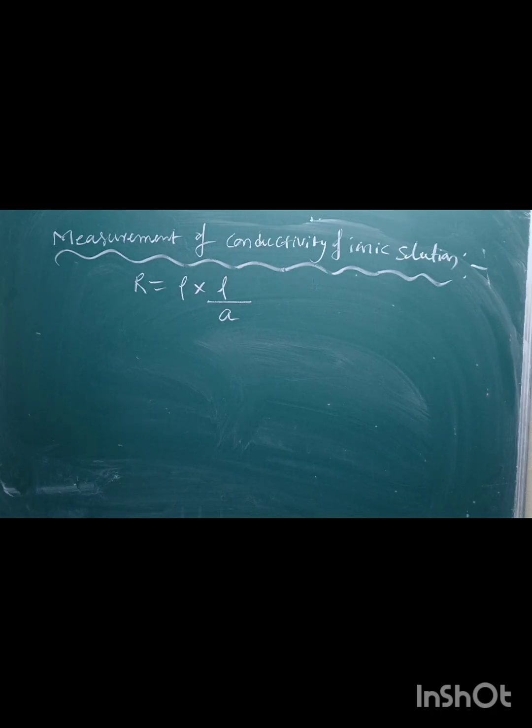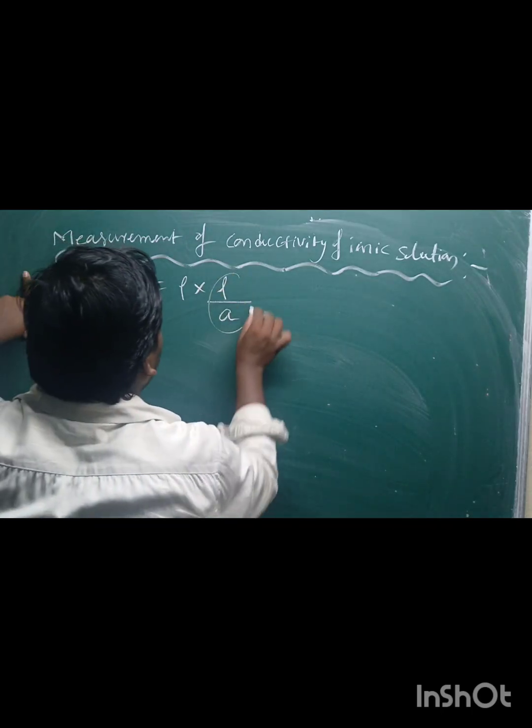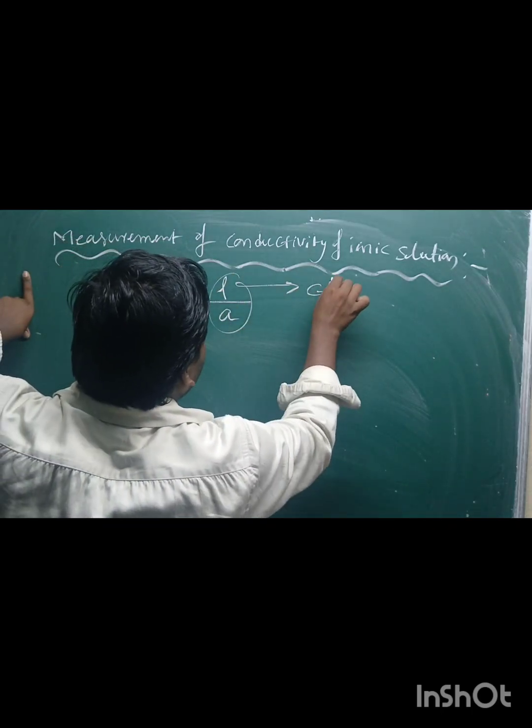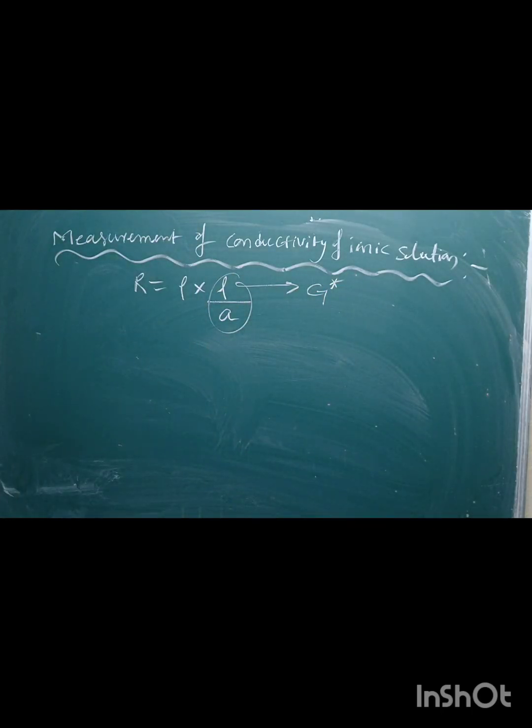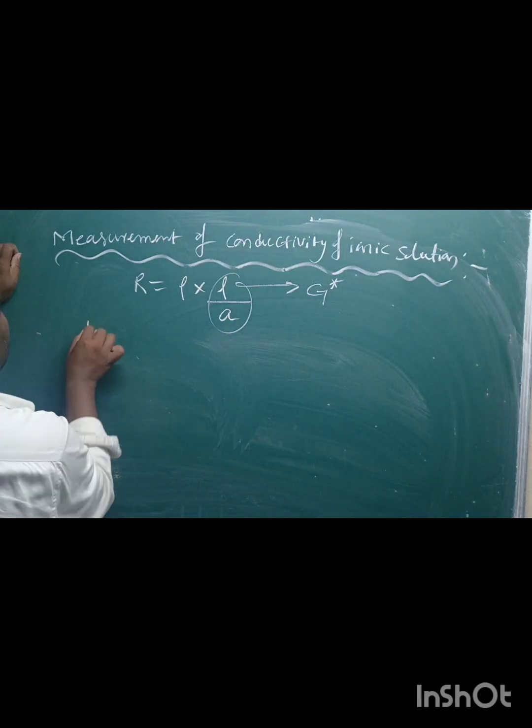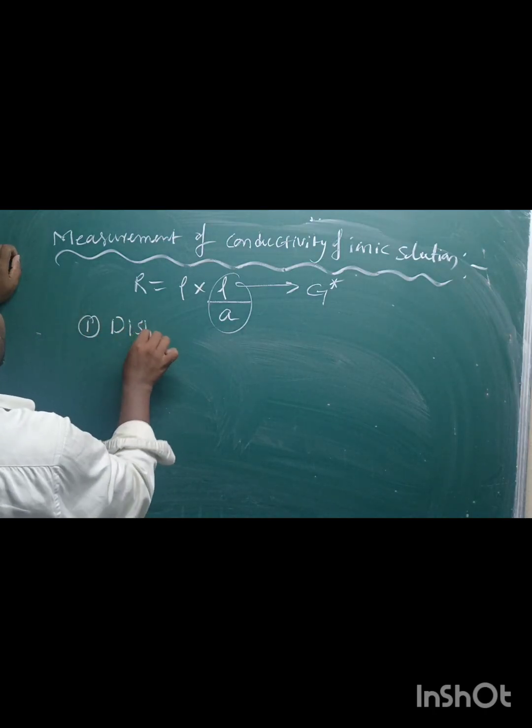The quantity L by A, already you know, is the cell constant. This is the cell constant. It is denoted by the symbol G star. It depends upon some factors. The first factor is the distance between the two electrodes, and the second one is the area of cross section.